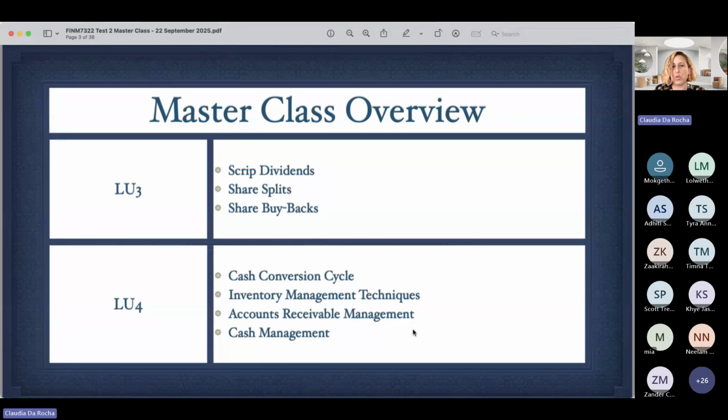Okay, so to start off, before I go into the formulas, for Learning Unit 3, you need to understand the difference between scrip dividends, share splits, and share buybacks. Scrip dividends is when dividends are paid through the issue of shares. It's quite important that you know how to identify this in a question, and today we will look at a question that covers that.